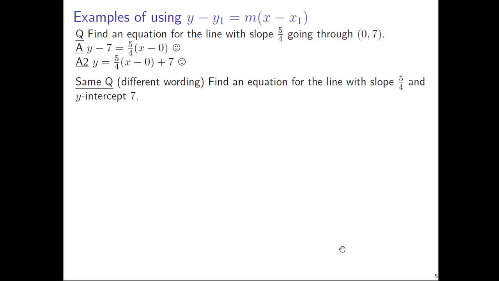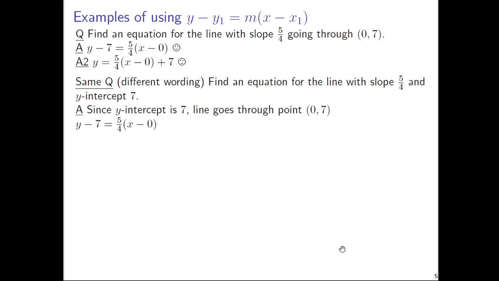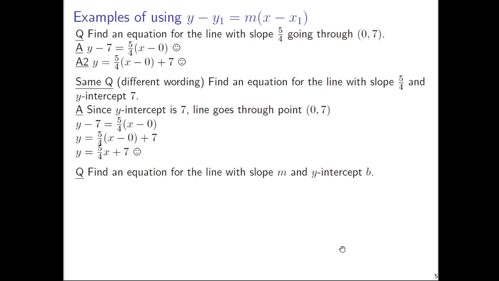Now, here's the same question with different wording. It really is the same question, just the words sound different. Find an equation for the line with slope 5/4 and y-intercept 7. Since the y-intercept is 7, the line goes through the point 0, 7. So we'd set up the same thing: y minus 7 equals 5/4 times the quantity x minus 0. Then we could add 7 to both sides for a different answer. We could even simplify by not writing the minus 0, and you have y equals 5/4 times x plus 7.